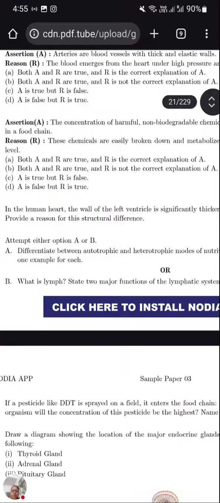So the first answer, why the wall of the left ventricle is thicker than the right one. In the left ventricle, there is pure blood which has to be pumped out throughout the body. Coming to the right ventricle, there is impure deoxygenated blood which will be taken to the lungs for purification. So the blood is not under high pressure, so the walls are thinner.